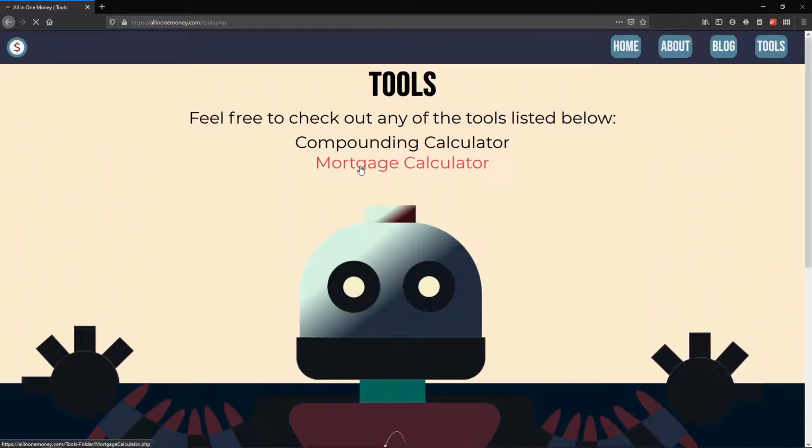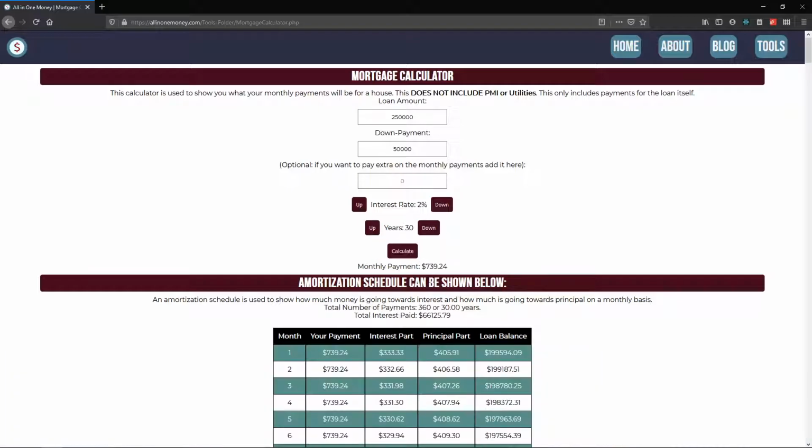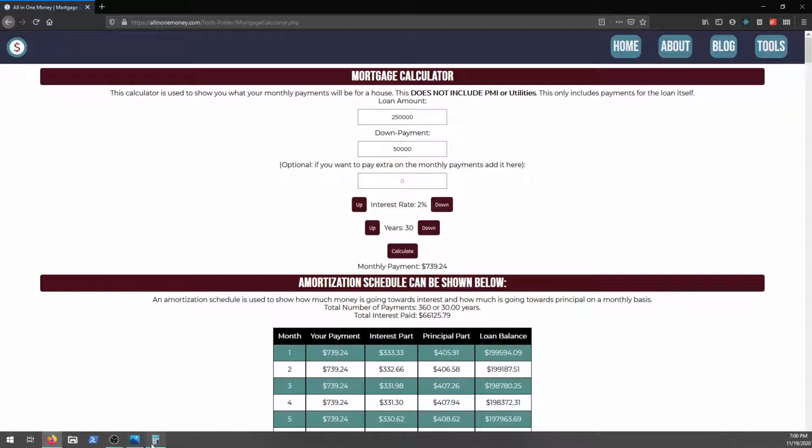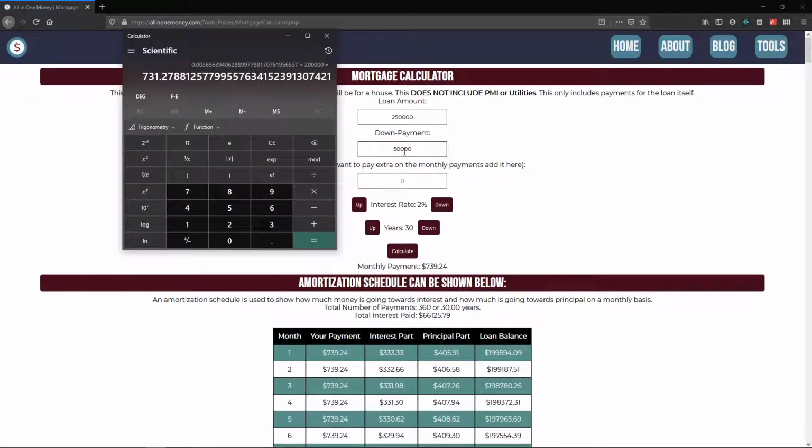Mortgage calculator. So you have a $250,000 loan that you're trying to get from the bank. You put a $50,000 down payment, at 2%. And like I said, I did round, so my number is going to be slightly off, but I don't think it's going to be off by that much. 30 years, $739, and our answer based on rounding was $731.27.